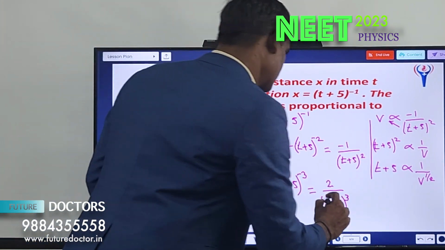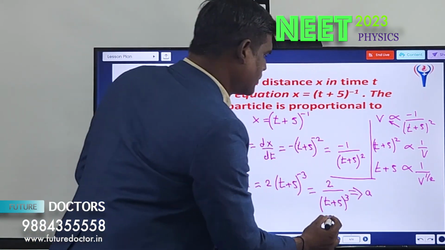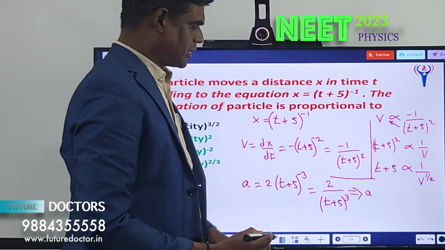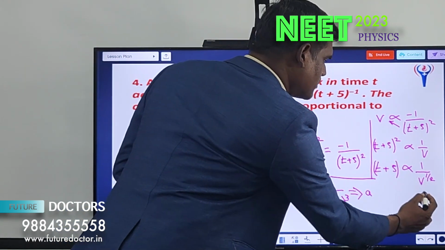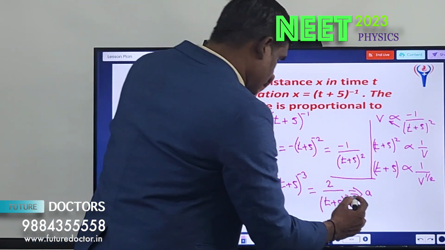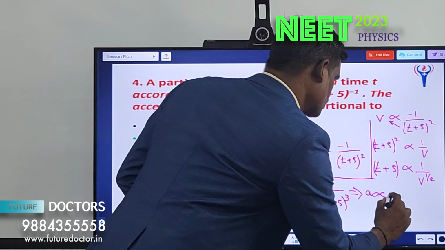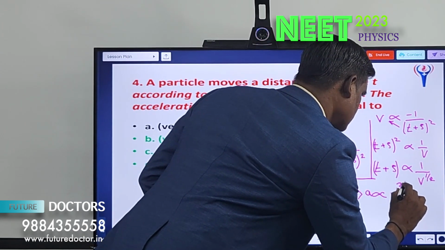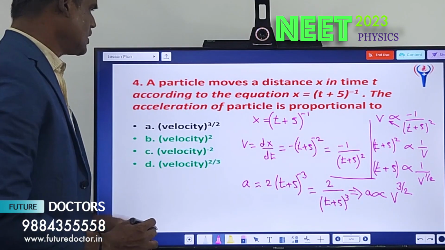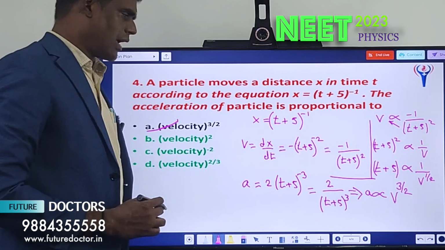Similarly, a is inversely proportional to (t plus 5) whole power 3. But the t plus 5 term is inversely proportional to v power 1 by 2. Then a is proportional to (v power 1 by 2) whole power 3, that is nothing but v power 3 by 2. Acceleration is proportional to velocity whole power 3 by 2, that is option A. Option A is the correct answer.